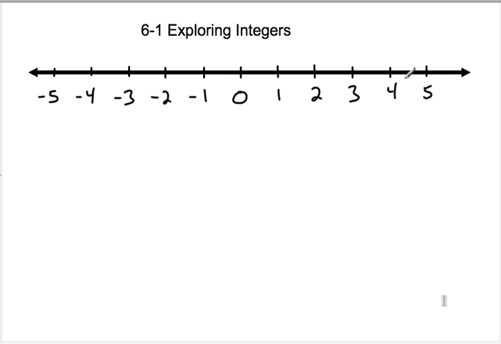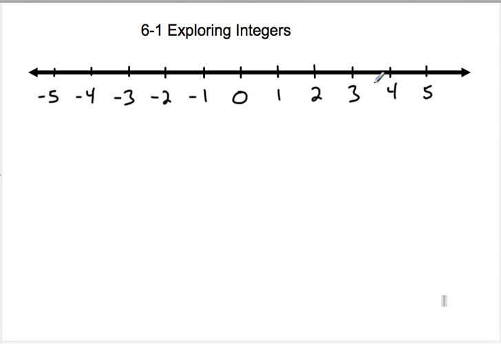We've used fractions, positive fractions like 1/2 or 3/2. We've used decimals like 2.5 or 2.25 or 4.99. And we haven't really used negative numbers this year.